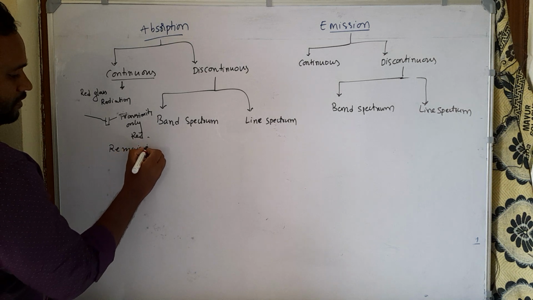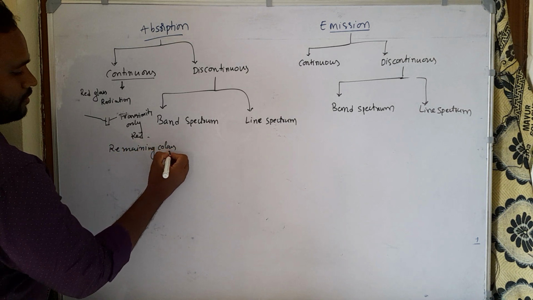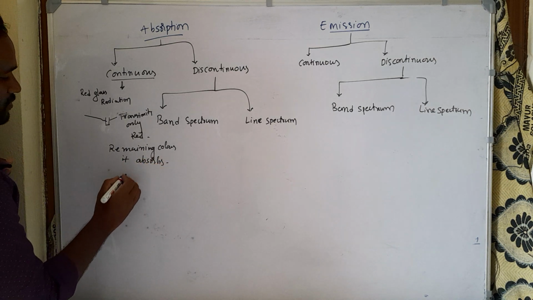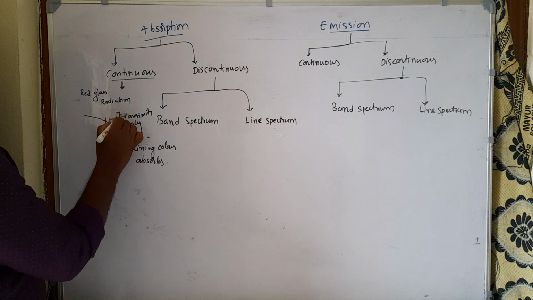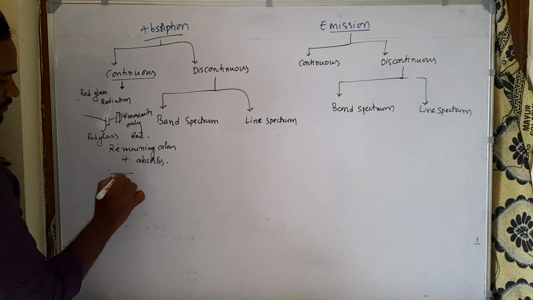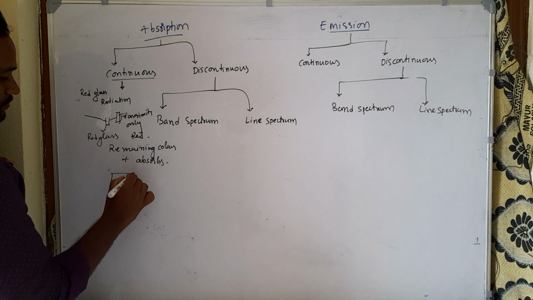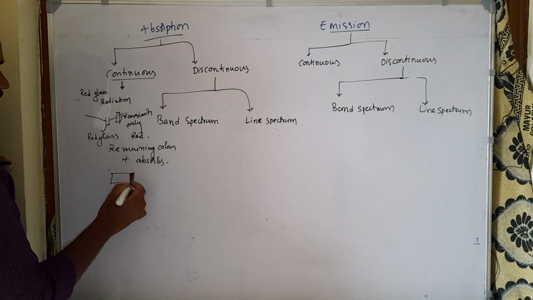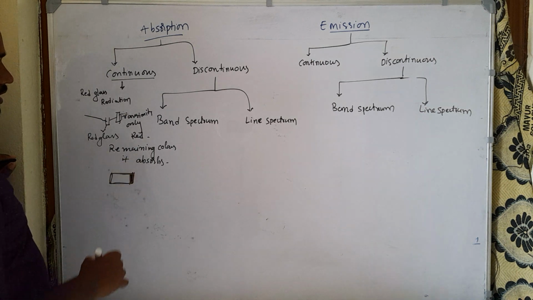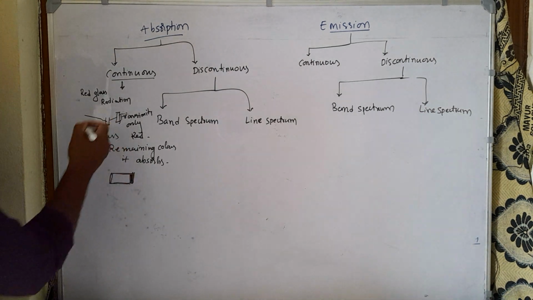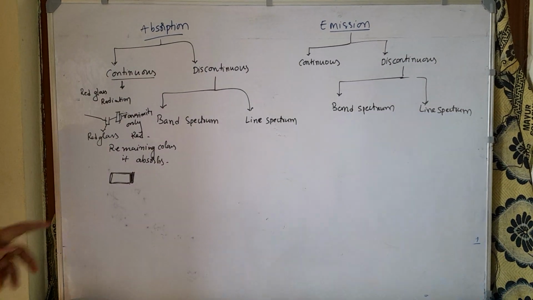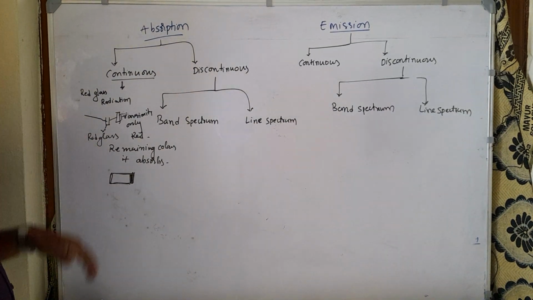Remaining colors it absorbs. So when you take a spectrum of this red glass, we get only red color over the spectrum, and the remaining is all continuous. This is what a continuous spectrum is. So the red color glass is the example for continuous absorption spectrum.